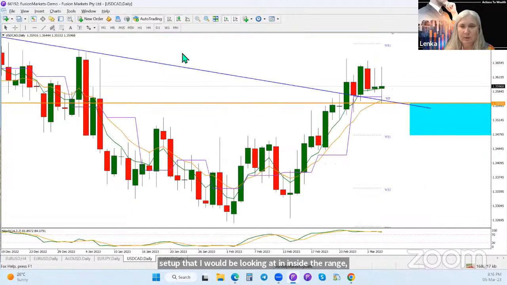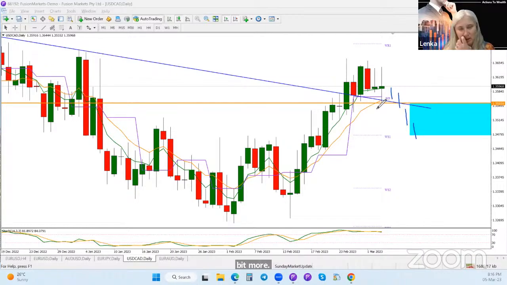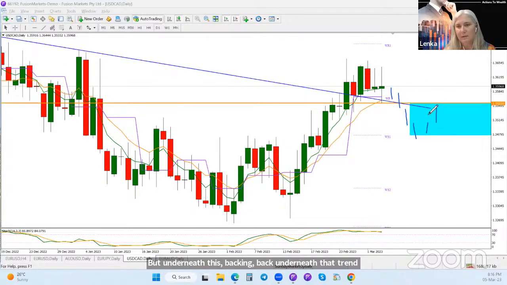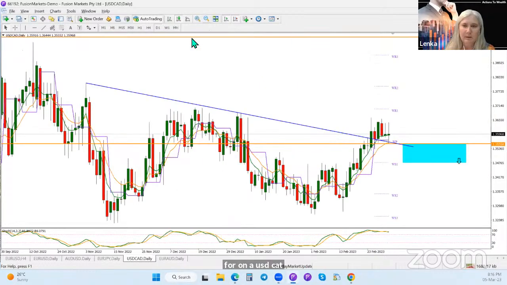So in terms of a false break, what I would be looking at in terms of the price range is the price to go, you know, maybe sideways for a bit more, but underneath this, back underneath that trend line, come back and retest that level, maybe retest that horizontal level as well with some kind of reversal, and then looking for short opportunities. So that's the type of setup that I'm looking for on USD CAD. Okay, so that's on the daily.